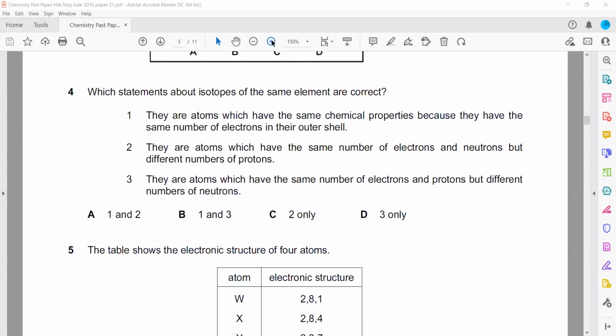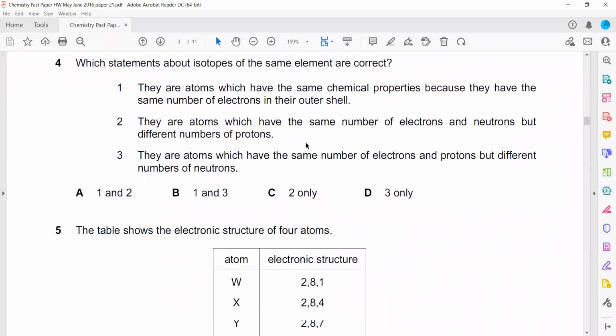In question 4, which statement about the isotopes is correct? What is the definition of isotopes? Isotope means atoms which have the same number of protons but a different number of neutrons. So which statements are correct? When we check the first statement, they are atoms which have the same chemical properties because they have the same number of electrons in the outermost shell. That's true. Isotopes have the same protons and electrons, so one is correct.